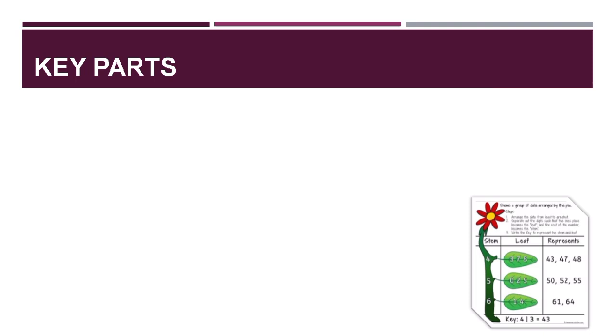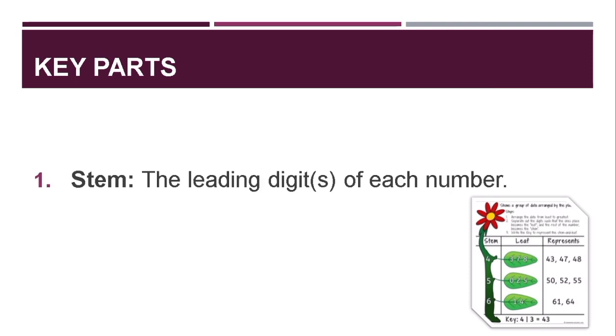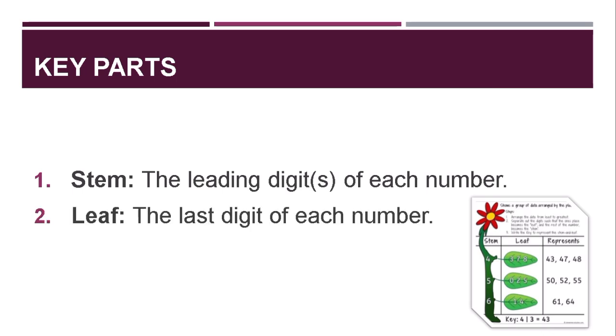Key parts of stem and leaf plot. We have the stem, which is the leading digits of each number, and the leaf, which is the last digit of each number.